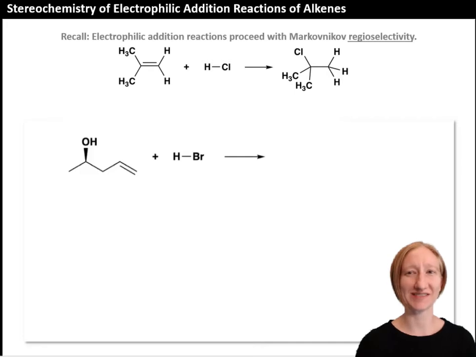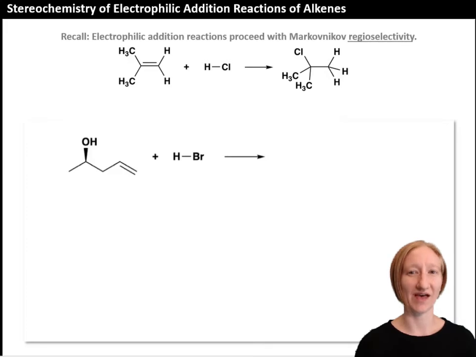We have one final piece to discuss for electrophilic addition reactions. We've already talked about how the reaction occurs, the mechanism. It forms a carbocation intermediate, and the stability of the two possible carbocation intermediates gives rise to the product that we see. And we see one product favored over the other. So the reaction proceeds with regioselectivity, or Markovnikov selectivity.